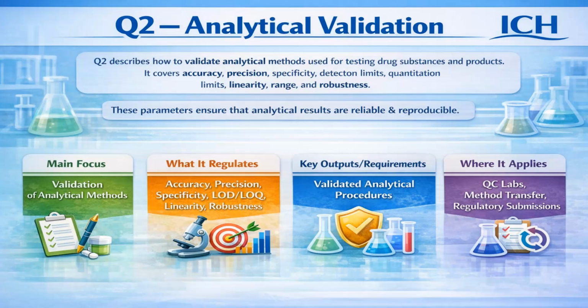Q2 describes how to validate analytical methods used for testing drug substances and products. It covers accuracy, precision, specificity, detection limits, quantitation limits, linearity, range, and robustness. These parameters ensure that analytical results are reliable and reproducible.